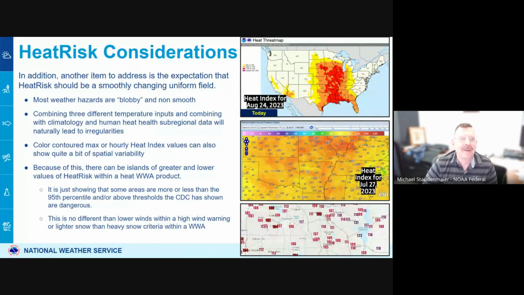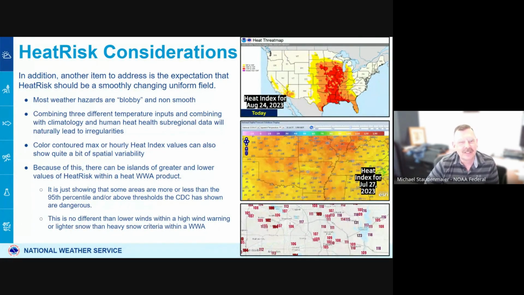In addition to these artifacts that are quite challenging to mitigate, we also need to acknowledge that combining 3 different weather element grids together and incorporating heat health data into it is just going to result in some blobby and non-smooth behavior. But we deal with those issues all the time with our other gridded analyses, so we should give heat risk some grace when we look at that output.